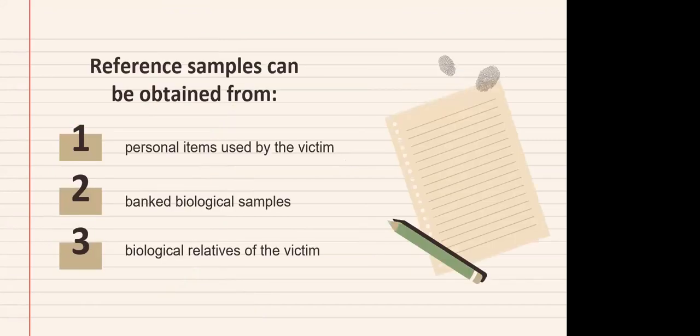Identifications are made by comparing the DNA profile of reference samples with those from human remains. And these reference samples we are talking about can be obtained from personal items used by the victim, like a toothbrush, hairbrush, or for boys, a razor. Then another is banked biological samples, yung mga naipatabi na, like sperm, or biopsy tissue from the victim, and pwede rin from biological relatives of the victim.